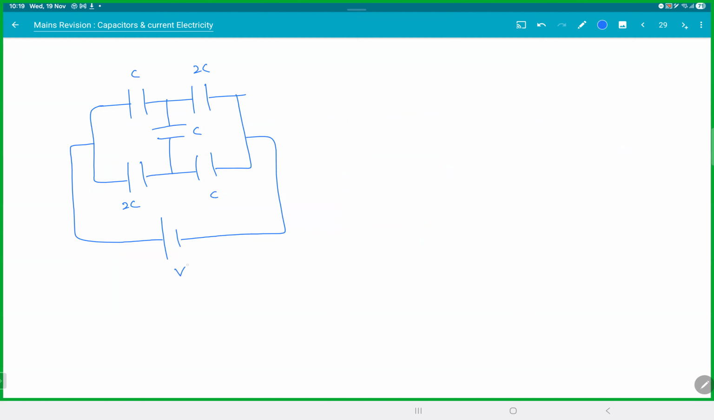Find C equivalent. This is not a Wheatstone bridge. I could have messed up more by giving 3C. But still there's a symmetry, yeah? Diagonal symmetry.